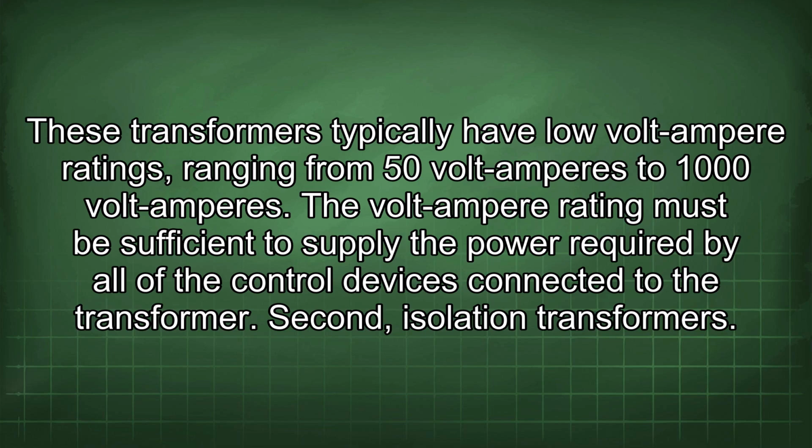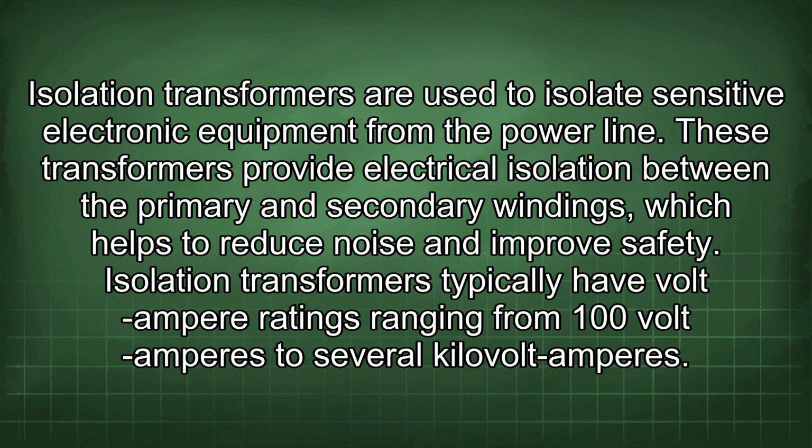Second, isolation transformers. Isolation transformers are used to isolate sensitive electronic equipment from the power line. These transformers provide electrical isolation between the primary and secondary windings, which helps to reduce noise and improve safety. Isolation transformers typically have volt-ampere ratings ranging from 100 volt-amperes to several kilovolt-amperes.